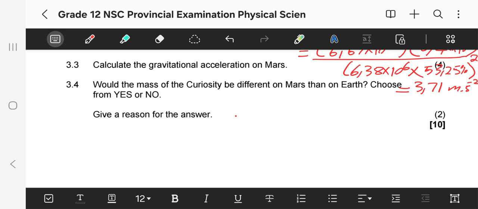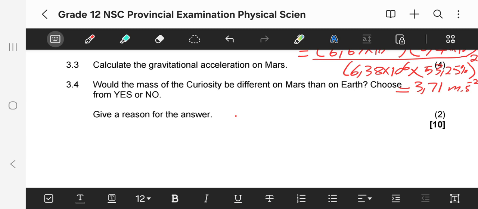Okay, the mass of the Curiosity should be the same, irrespective of where the planet is. You are going to go there with the same mass and come back with the same mass. Nothing is going to change. Why? Because the reason is that mass has to be the same in both planets. It doesn't depend on the planet which you are in. That's basically the reason. Mass is not affected by the type of planet you are in.